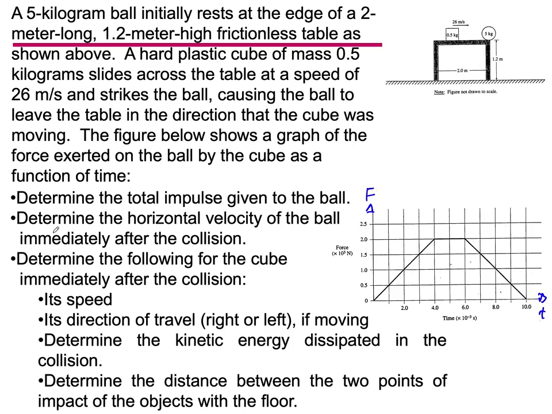And they actually give a couple of hints as well. They ask you for the total impulse, and they do ask you for the kinetic energy dissipated, which you should say, wait a second, maybe this isn't perfectly elastic. So first of all, finding the total impulse.